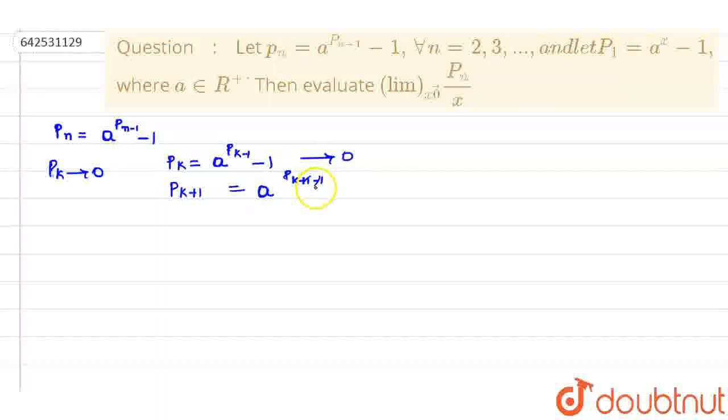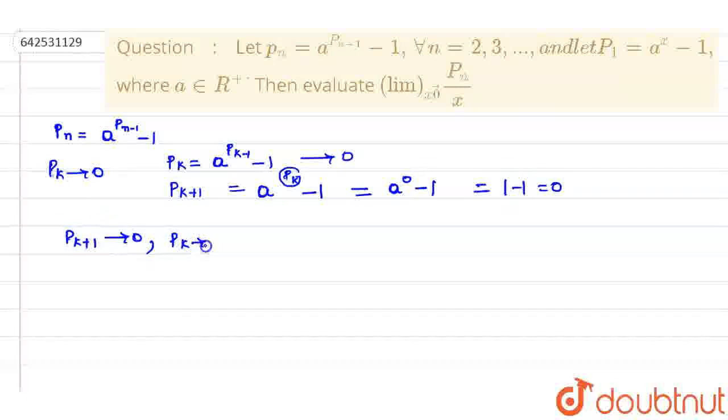I can cancel out each other, so I can write that as Pk tends to 0, that means A to the power 0 minus 1. Anybody's power 0 is considered to be 1. 1 minus 1 is equal to 0. I can say Pk plus 1 also tends to 0 and Pk also tends to 0. This is one equation, right? Now let's move on further.